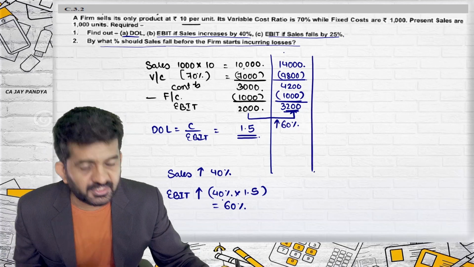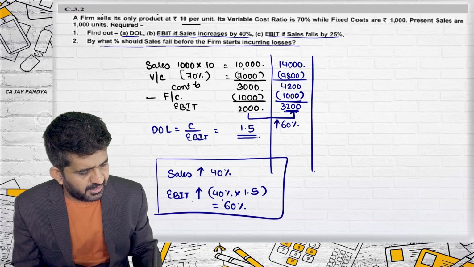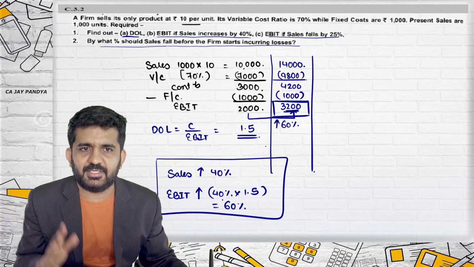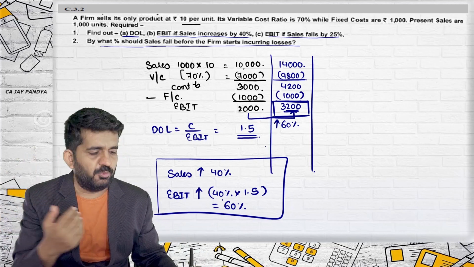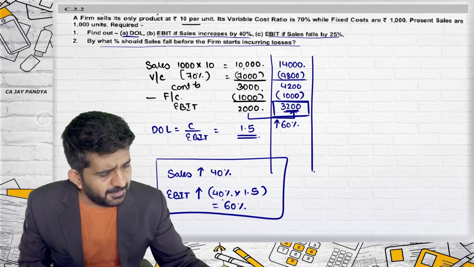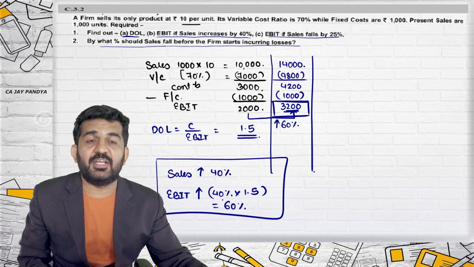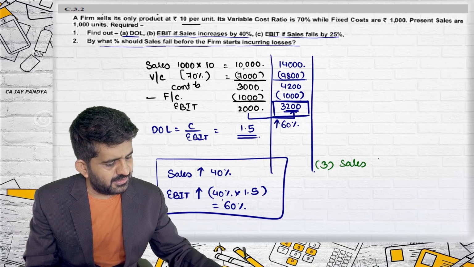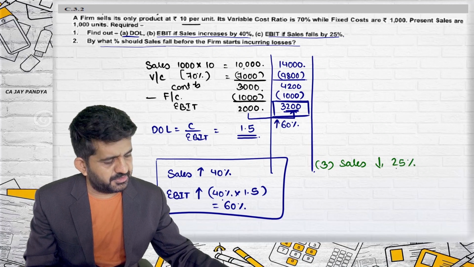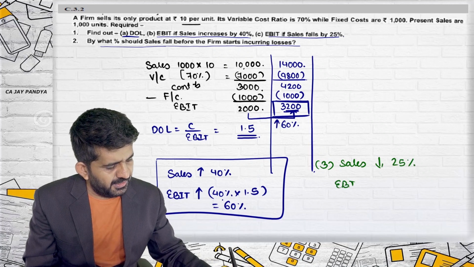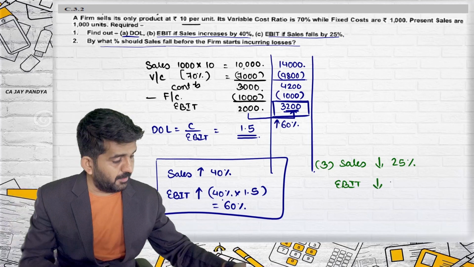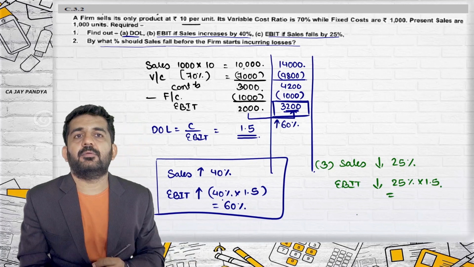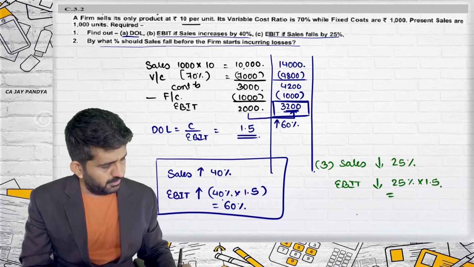Sir, should I explain this? No. If you are very comfortable with this and you can directly find out 3,200, every time you do not need to explain that your answer is correct. But as a faculty, I will teach you every time that our answer is correct. EBIT if sales fall by 25%. Question number 3. If sales decreases by 25%, EBIT will also decrease, but not by 25%. It is 25% into 1.5, that is 37.5%.